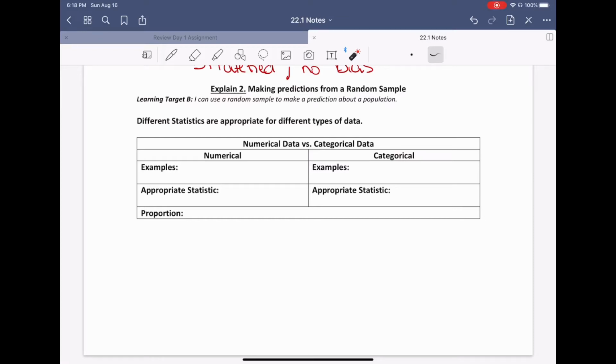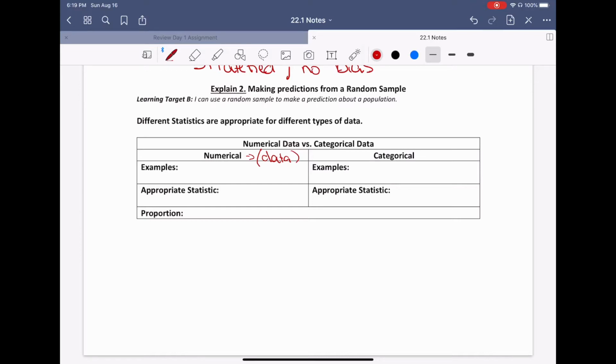All right, and finally, let's take a look at how to make predictions from a random sample. So we are going to look at the difference between numerical and categorical data first, right? When you think of the words numerical and categorical, you should be able to picture what their definitions are, right? Numerical is anything that can be represented by data, anything that has numbers in it. Whereas categorical would be something that you cannot place a number on.